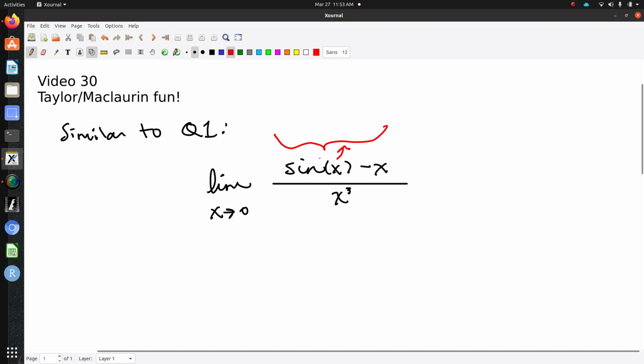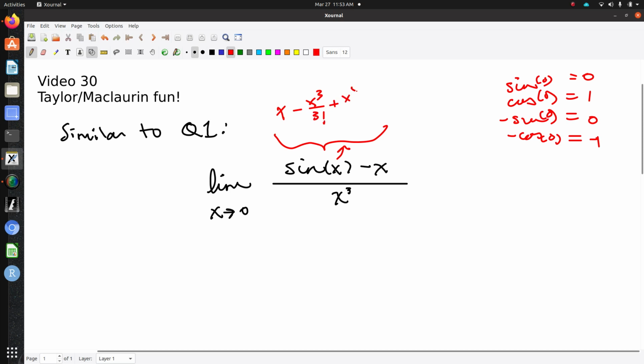Okay, so if we remember, the derivative of sine is cosine, the derivative of that is negative sine, and then you get negative cosine and it repeats. Since we're centering it at 0, we get this series of coefficients: 0, 1, 0, negative 1, 0, 1, 0, negative 1. So you pick up the terms x minus x cubed over 3 factorial plus x to the 5th over 5 factorial, etc. I happen to know that's all I need. That's from experience. You may not know that that's where you can stop.